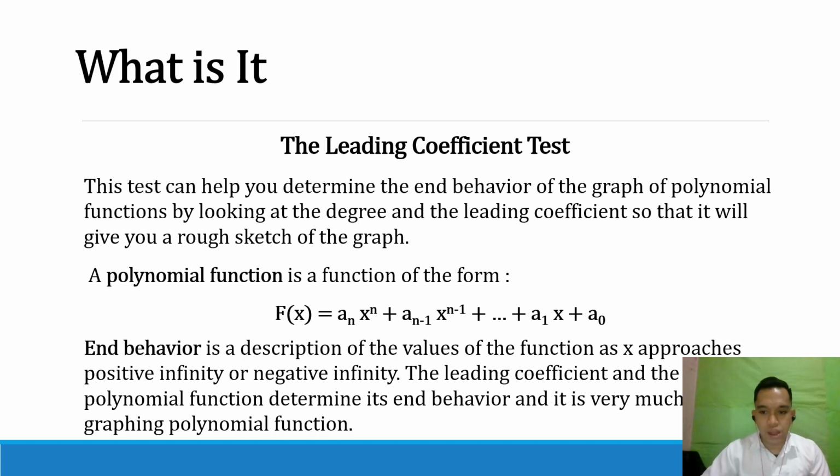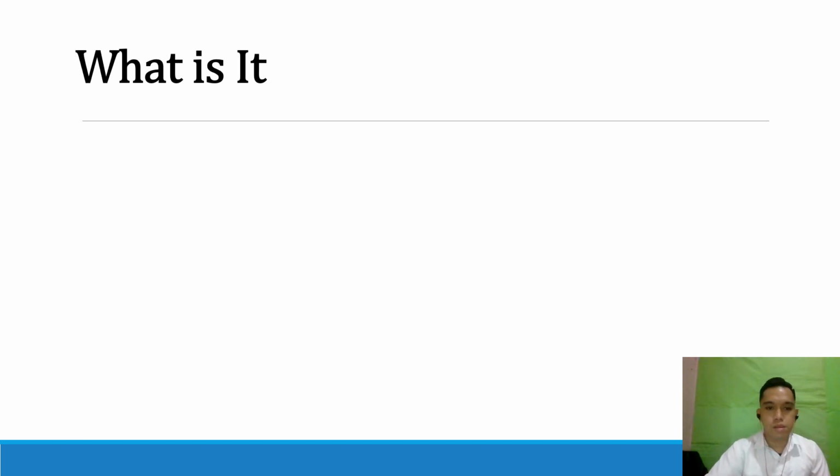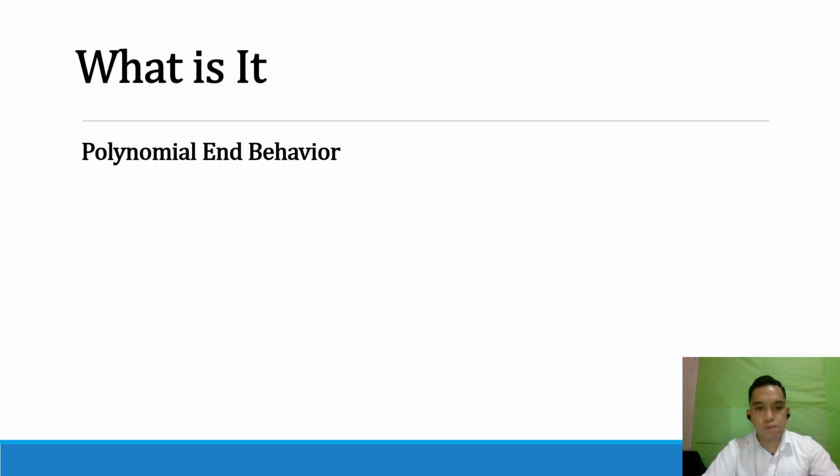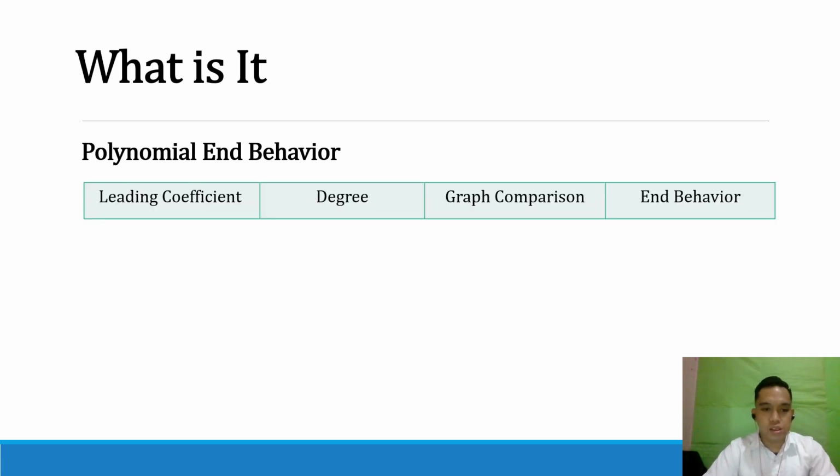Okay, so the end behavior is a description of the values of the function as x approaches positive infinity or negative infinity. The leading coefficient and the degree of a polynomial function determine its end behavior, and it is very much helpful in graphing polynomial functions. Okay, so we have here the polynomial end behavior. So we have the leading coefficient, the degree, the graph comparison, and the end behavior.